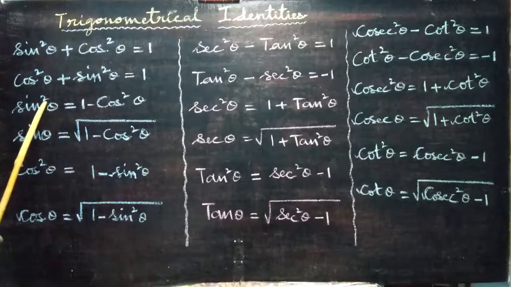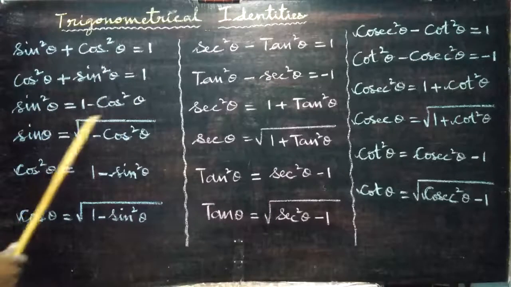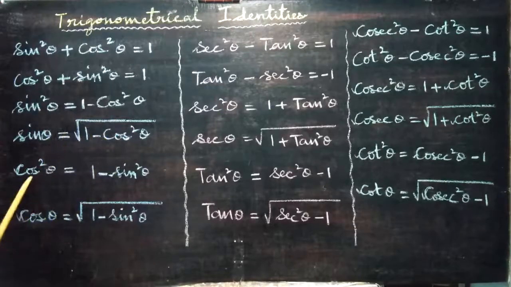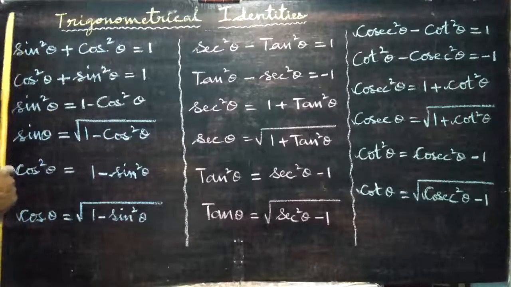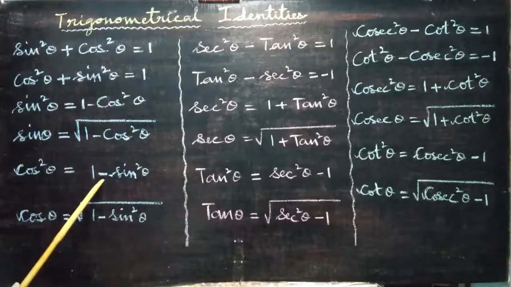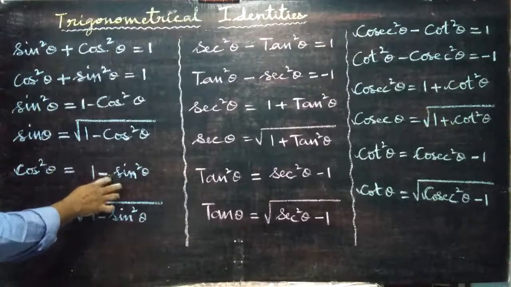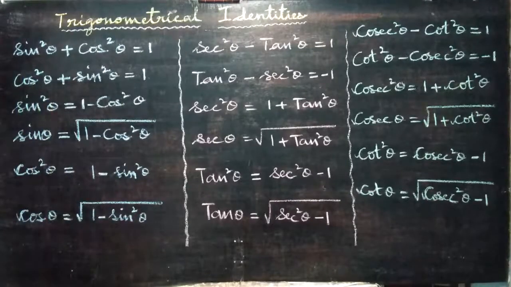Now I want not the square, only sin theta. This is sin square, this is sin. The square going from left to right becomes a square root. So sin theta is equal to the square root of 1 minus cos square theta. Next, this time I keep cos square theta on the left side and take sin square theta from left to right. So cos square theta is 1 minus sin square theta.